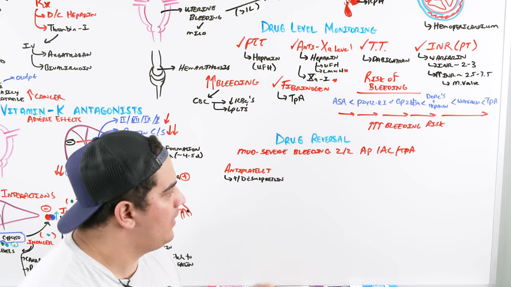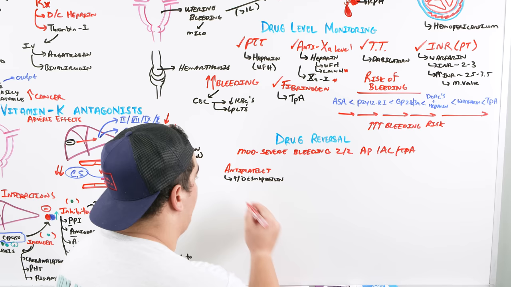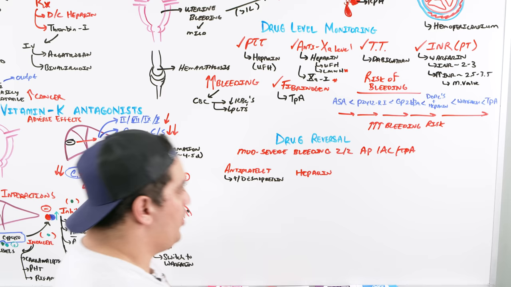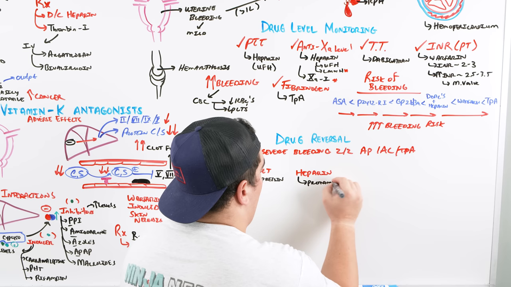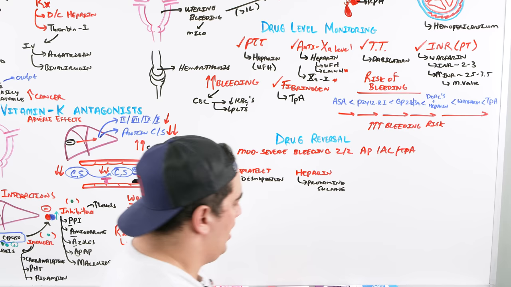So we go into the anticoagulants. The first one that we mentioned was heparin. With heparin, it's going to be something called protamine sulfate. I do want you to remember that one because it's high yield. I've given this one a couple of times, unfortunately. And this is a pretty common one to give as well. Not as common as the next one.